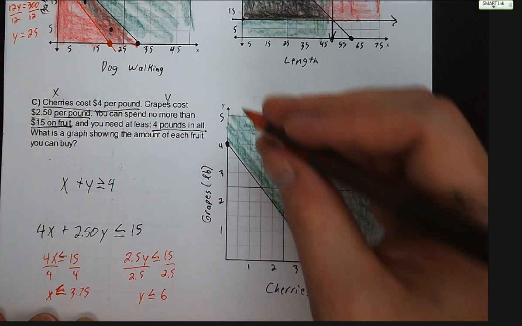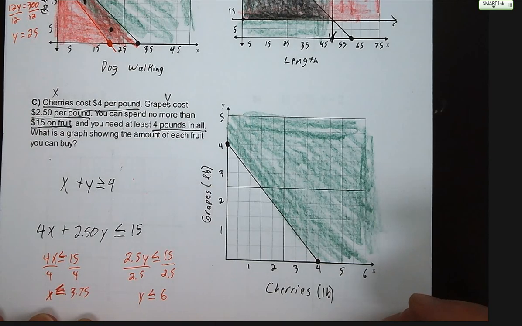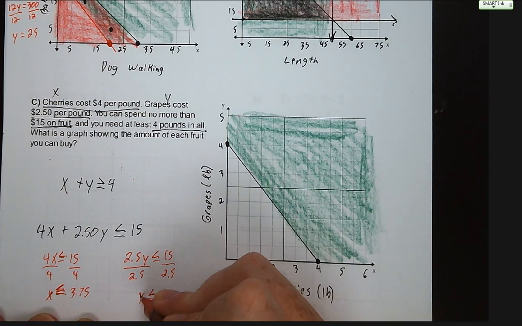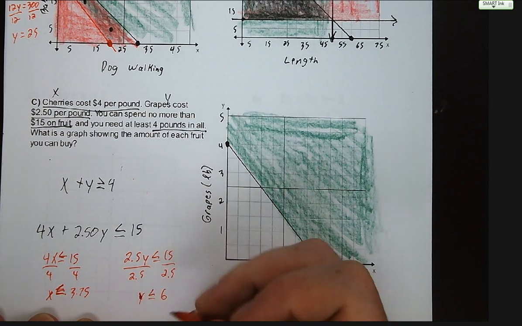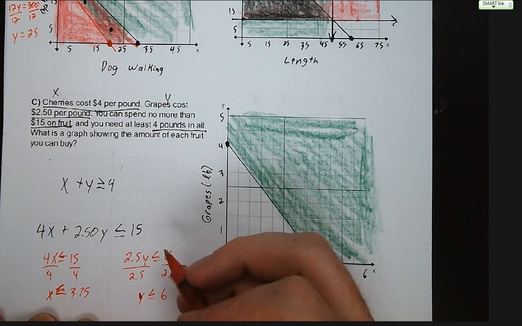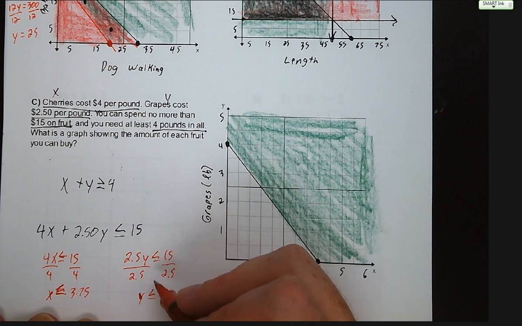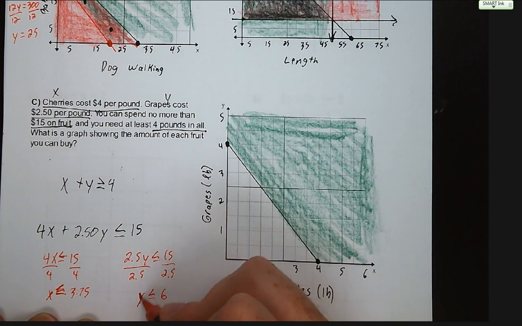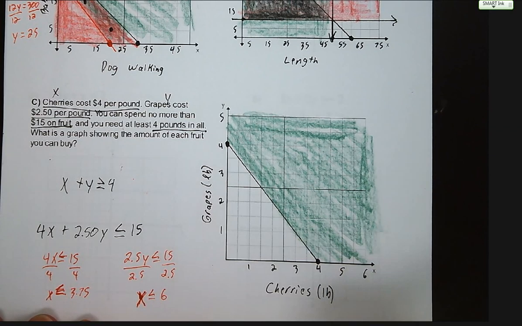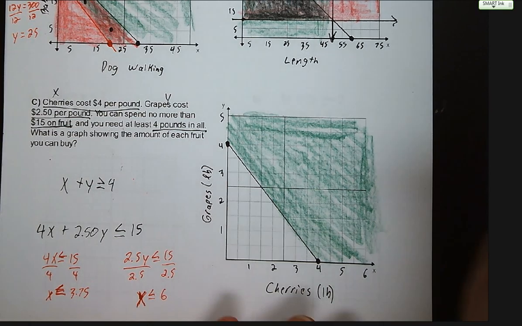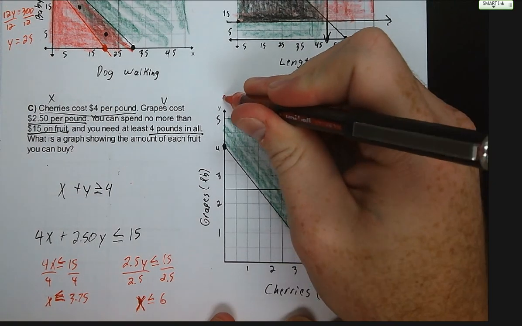So we plot x, wait a minute, I have these backwards. So 2.5 is our x variable. Wait a minute. Oh, I did this wrong. I'm sorry, guys. I made our graph wrong. I needed to have 6 up here for grapes.